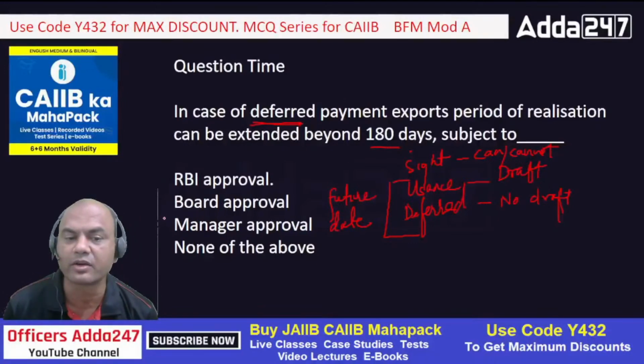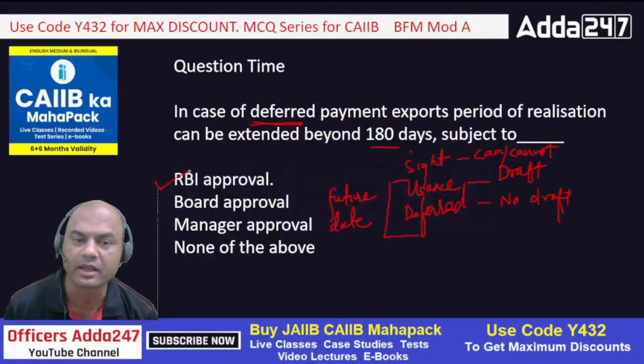A, B, C, or D. Yeah, or you can just type the name also. It is correct. RBI. Correct.